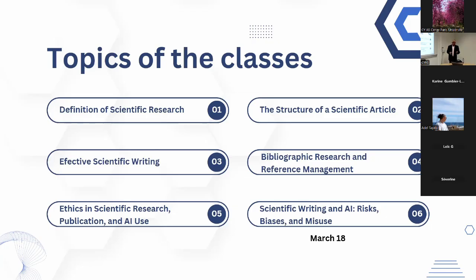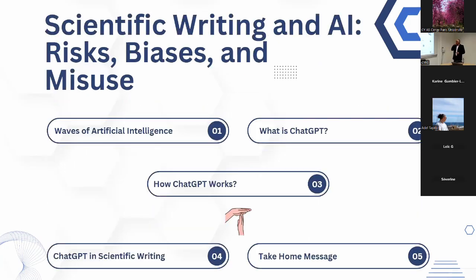So the first part of the talk, we will talk about a little bit of history of artificial intelligence and how ChatGPT works. What is ChatGPT? That's probably the most used large language model that we have access to. And then I will talk a little bit about ChatGPT in scientific writing.